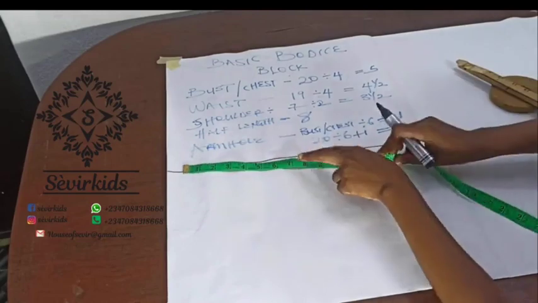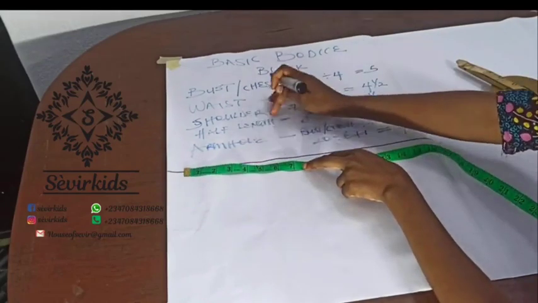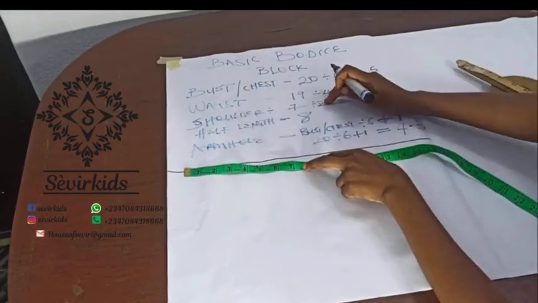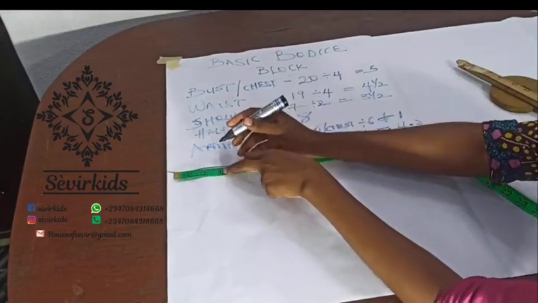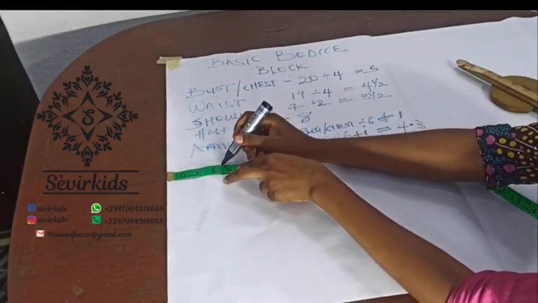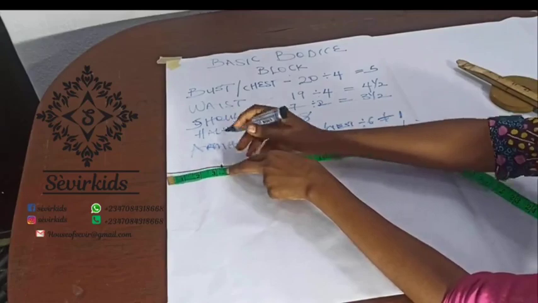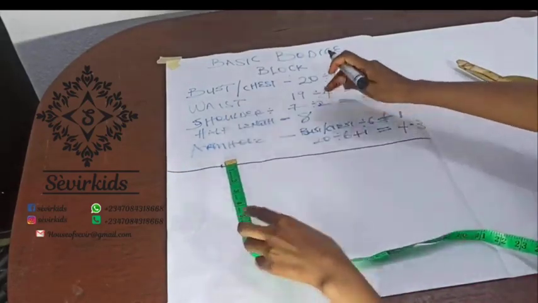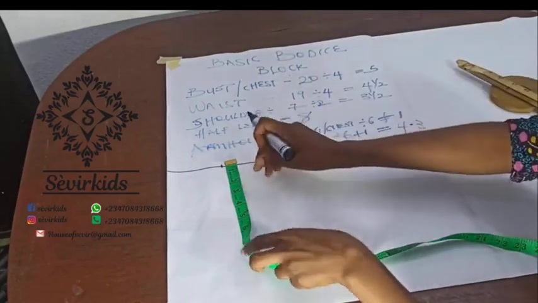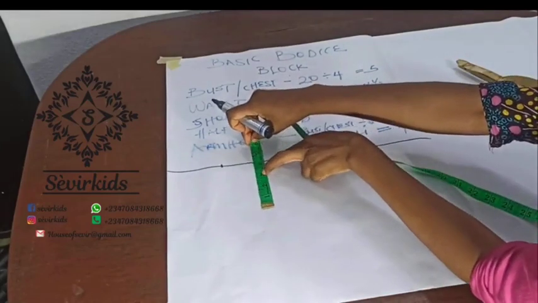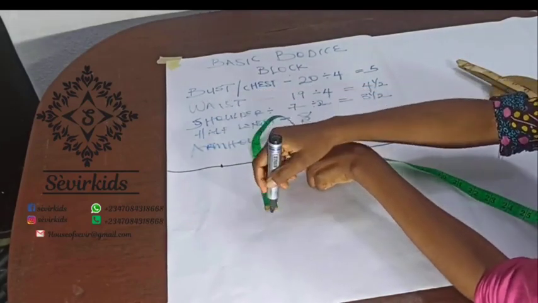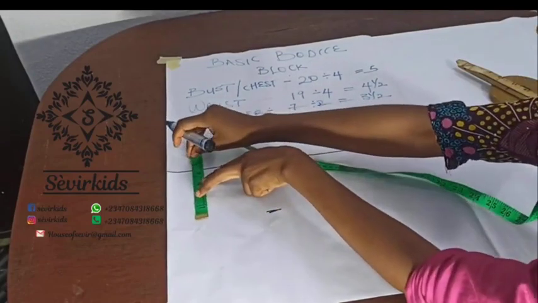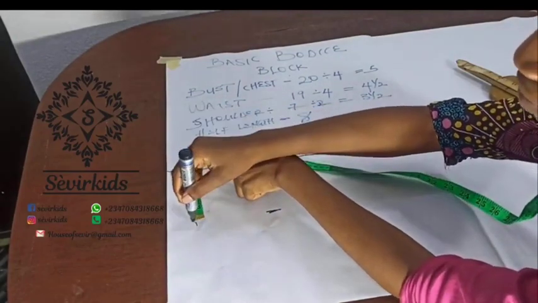We're going to draft our shoulder divided by 2. We have 3.5. We mark out our 3.5 this way. Then you mark out your chest level, which is 4.3. So this is our chest level.